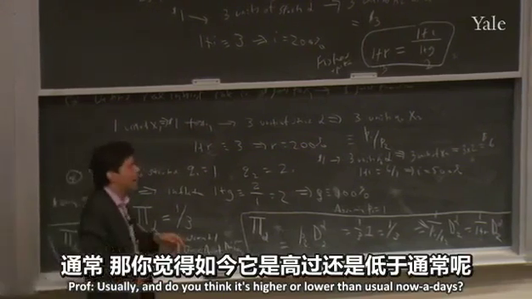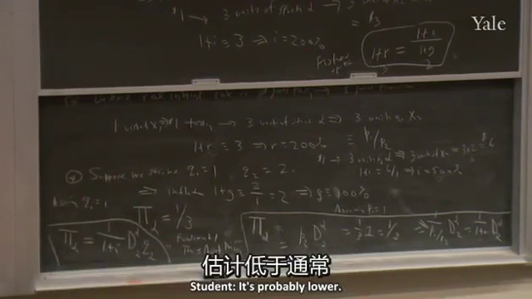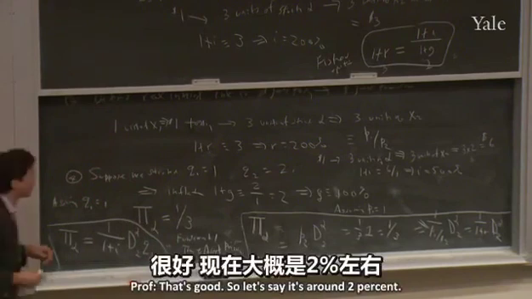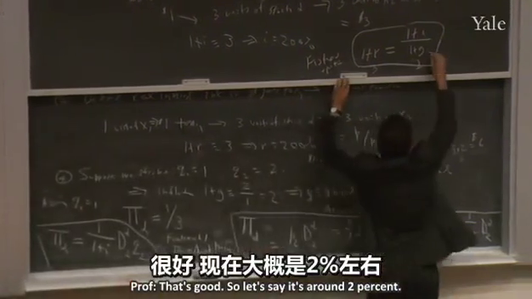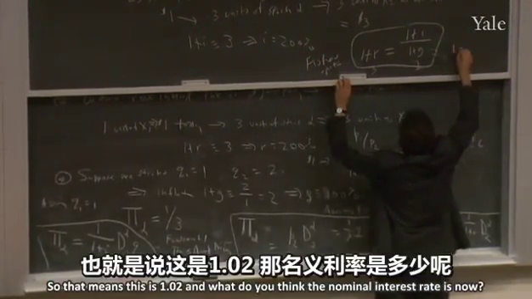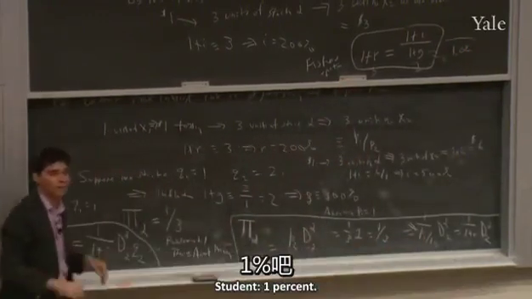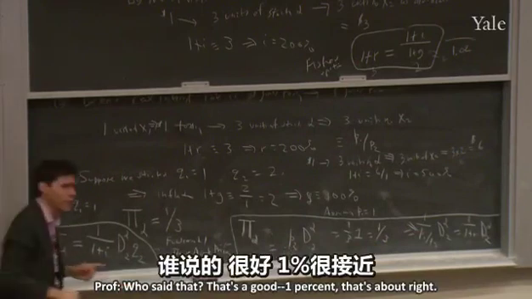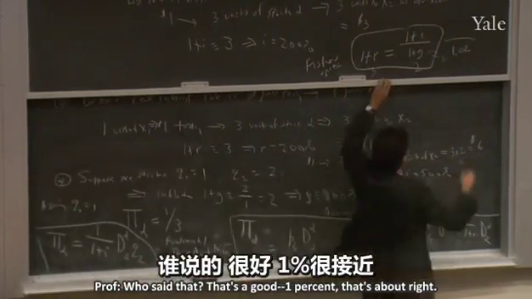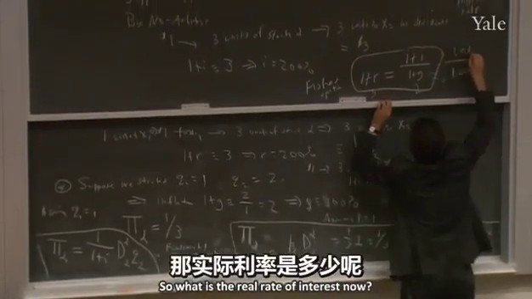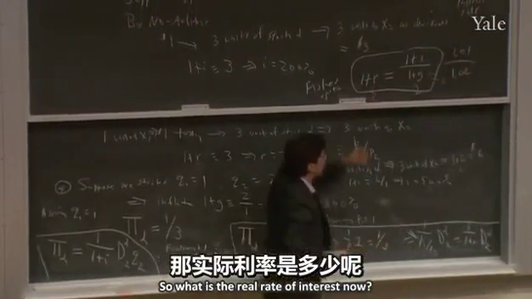Usually. And do you think it's higher or lower than usual nowadays? It's probably lower. Okay, that's good. So let's say it's around 2%. So that means this is 1.02. And what do you think the nominal interest rate is now? Who said that? That's a good 1%. Okay, that's about right. Okay, so what is the real rate of interest now?